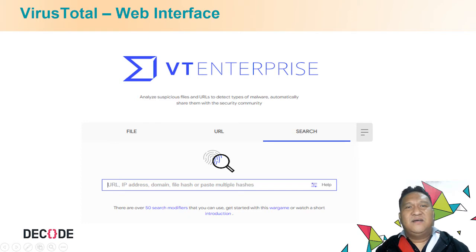Here's a view of the paid web of VT. I think most of the attendees are familiar with this. Here you can submit URL or files for analysis. Also, you can query multiple hashes for hunting. The free version only supports one hash per query.